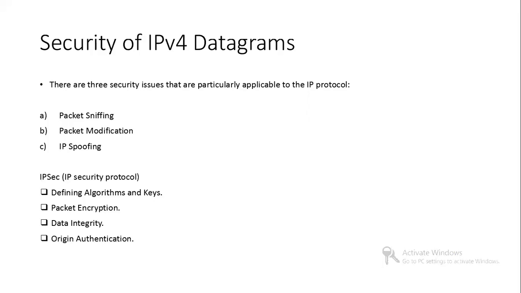because the sender and the receiver may never know that the packet has been copied. Although packet sniffing cannot be stopped, encryption of the packet can make the attacker's effort useless. The second one is the packet modification.